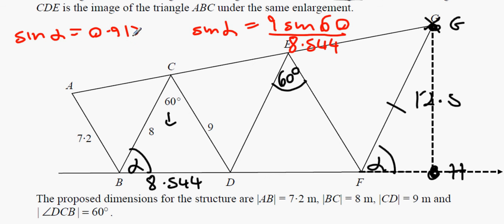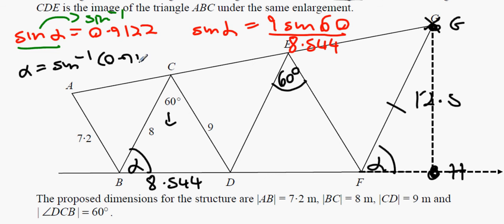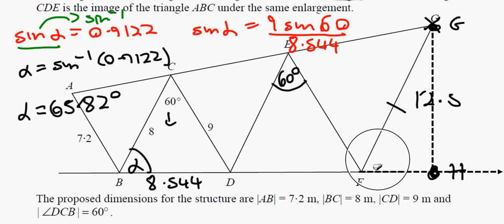Remember, to separate sine and alpha, you bring sine across and it becomes sine inverse. So sine inverse your answer. So alpha equals sine inverse. Now you've got to show all these workings I'm doing at the moment in your book. So sine inverse your answer, and what we get is alpha is 65.82 degrees. So what we can say here is that this here is now 65.82 degrees.